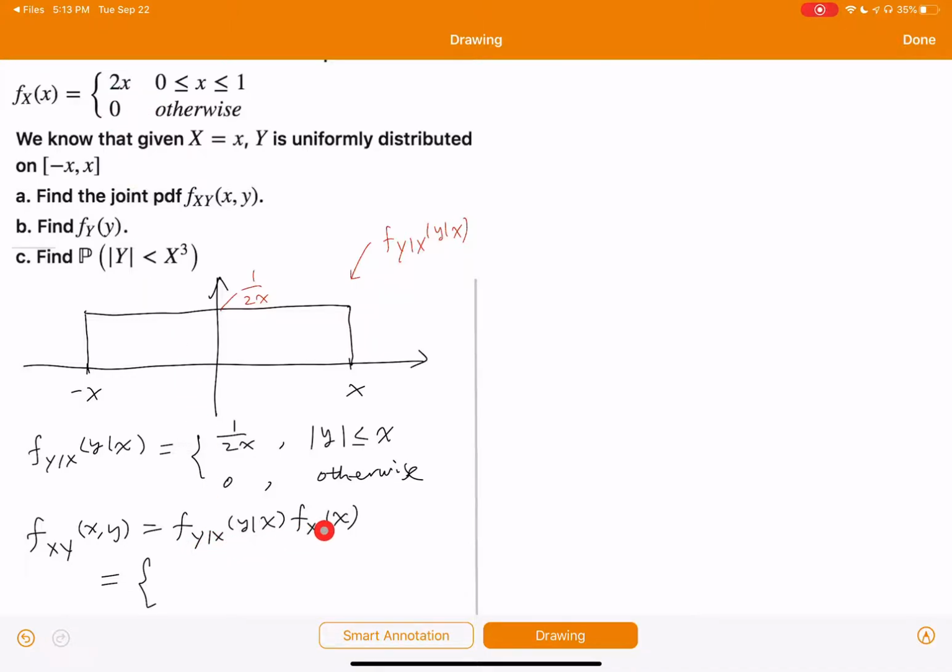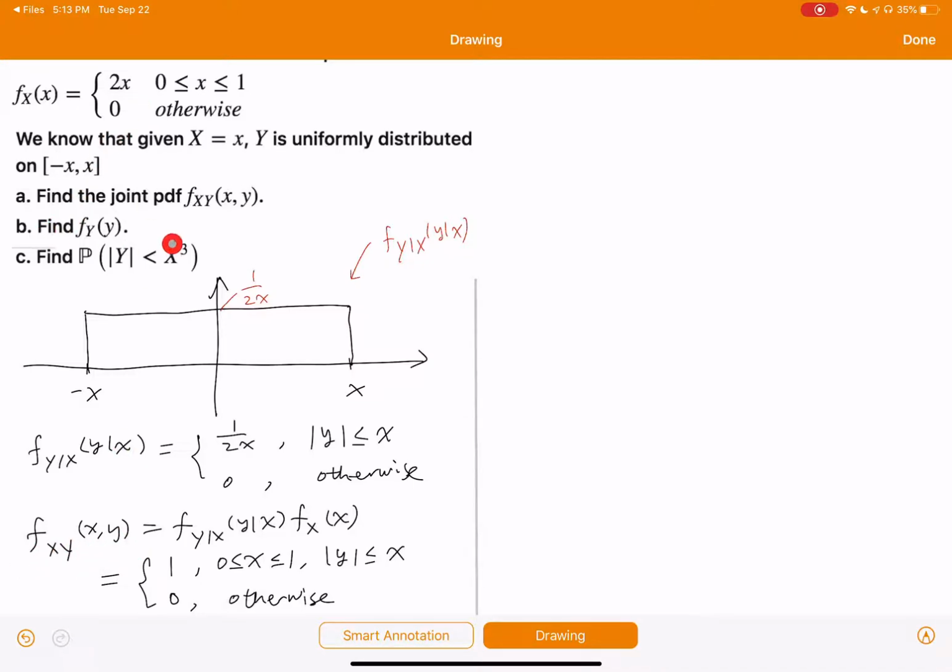When we multiply these two functions, it is 2x multiplied by 1 over 2x, which is 1. And this is true when x and y are in this range. So let's write this down. x is less than or equal to 1, greater than or equal to 0, and the absolute value of y is less than or equal to x. For all the other values of y and x, which are not in this range, it will be 0. So this is 0 otherwise. So now we have the joint density of x and y.